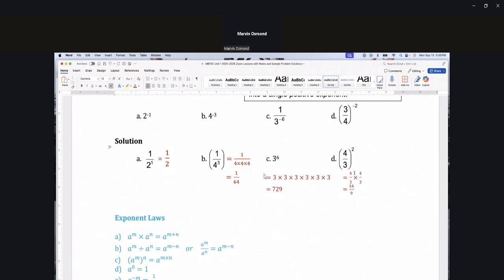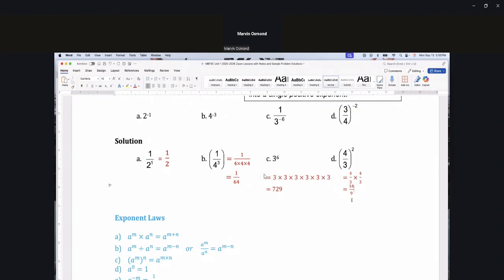4 over 3 squared means 4 over 3 times 4 over 3. When we multiply two fractions, we multiply the two numerators and the two denominators. 4 times 4 is 16, and 3 times 3 is 9. So this would be simplified as far as we could go.